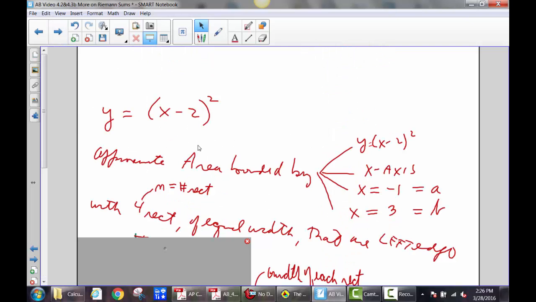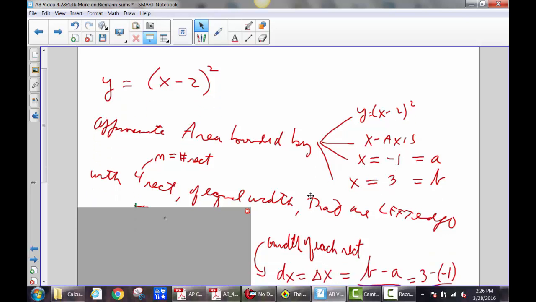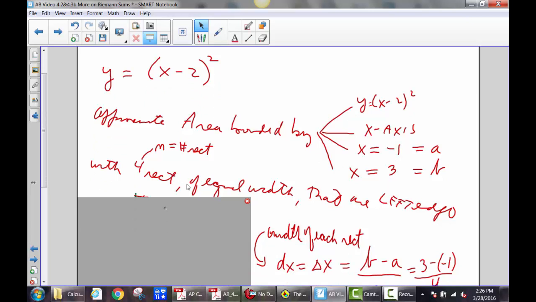Okay, so here's an example, y equals (x minus 2) squared. So you have a region bordered on top by that function, on the bottom by the x-axis, on the left by x equals -1, on the right by x equals 3. We're going to do 4 rectangles of equal width that are left endpoint.